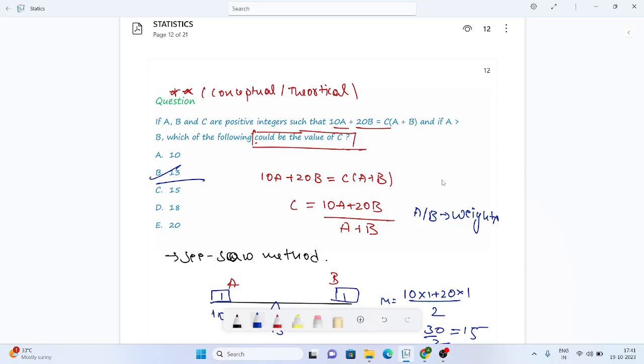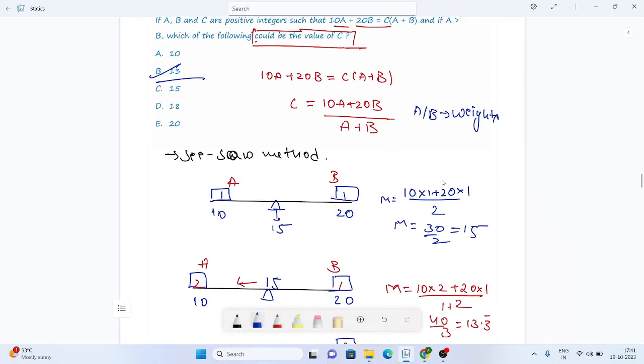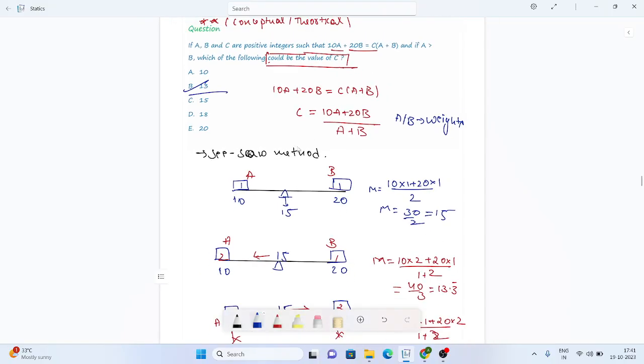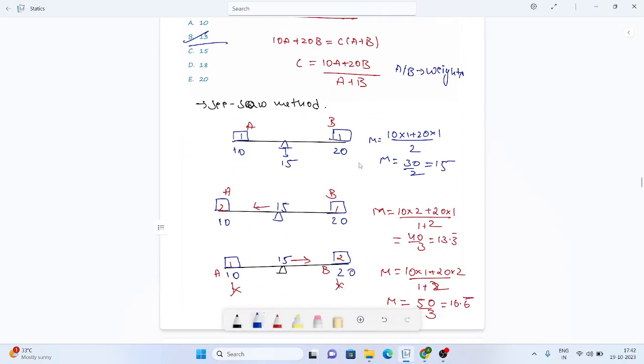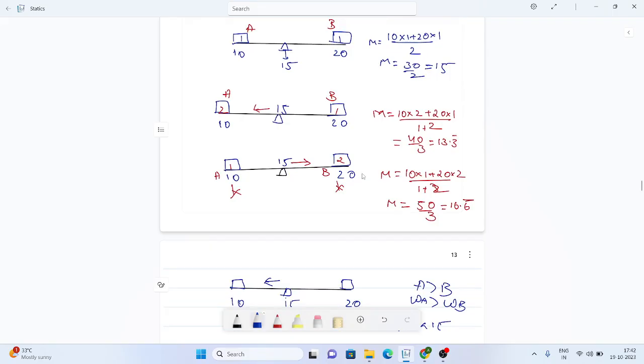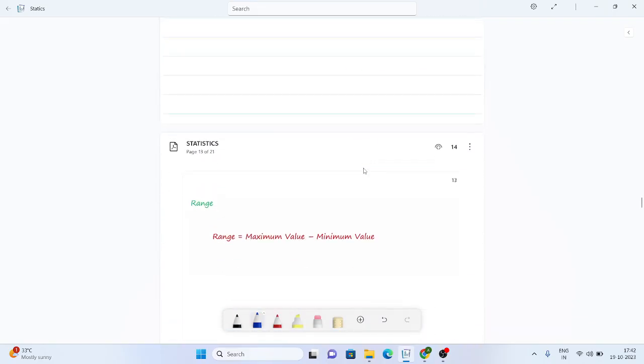Right? Did you get this concept and question? Okay. Get it? Note it down, then we move forward. Done? Okay.